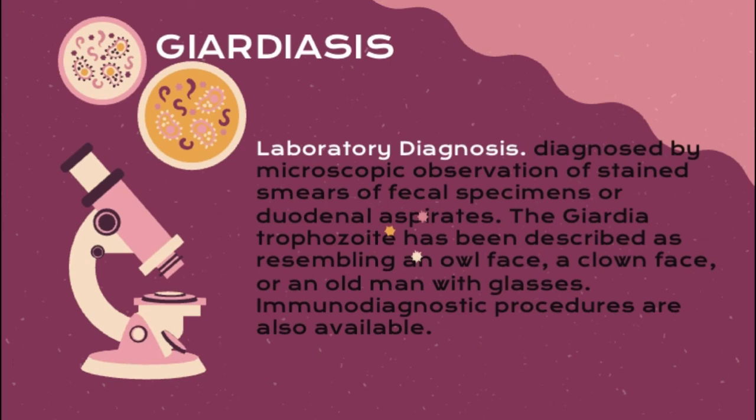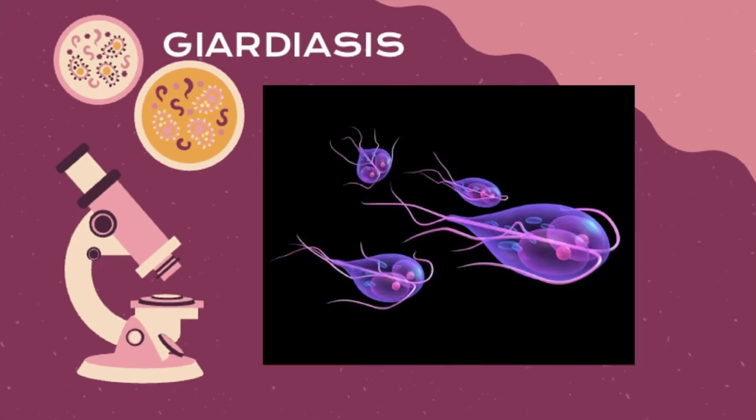It is examined using the fluid from the duodenum to check for signs of infection. The Giardia trophozoite has been described as resembling an owl face, a clown face, or an old man with glasses. Immunodiagnostic procedures are also available. This is how Giardia looks, a teardrop shape, and that's why it seems to have a face, as it contains 2 nuclei. And that's all.